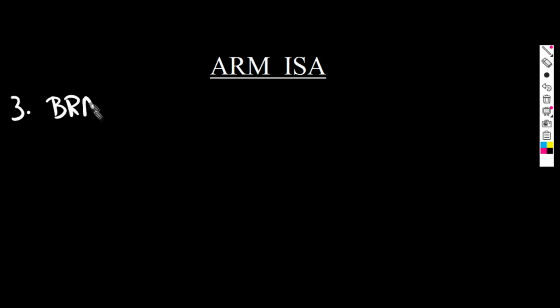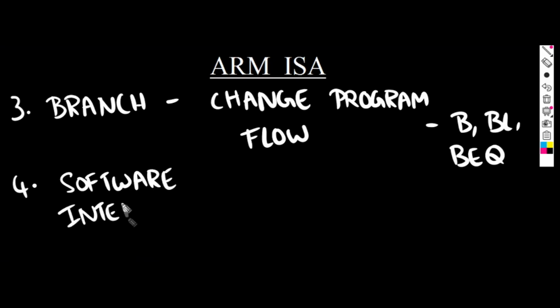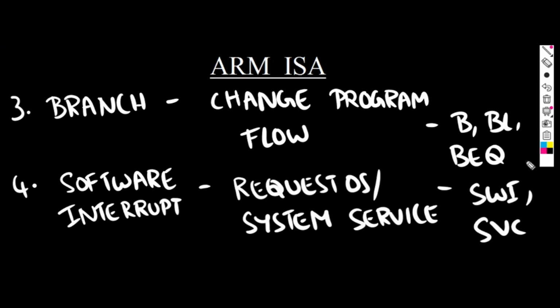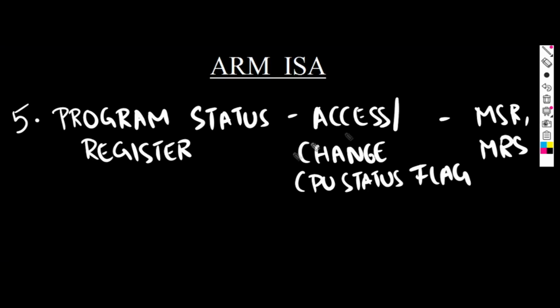We have branch instructions which change program flow, like B, BL, BEQ, etc. Then we have software interrupt instructions, which request the OS, that is the operating system, or a system service, like SWI, SVC, etc. Then we have program status register instructions, which access or change CPU status flags using MRS or MSR instructions. All these instructions work together to run your code efficiently on ARM processors.